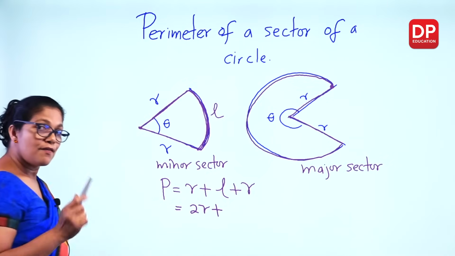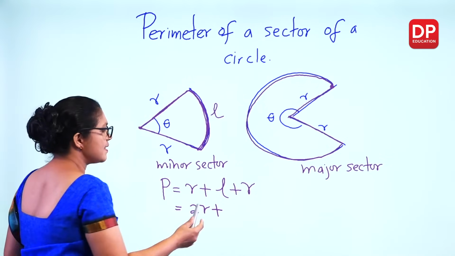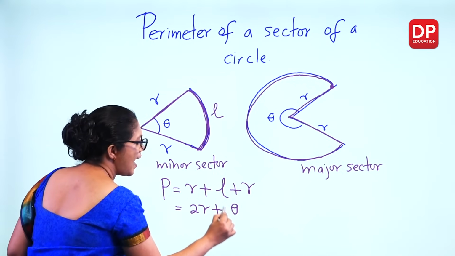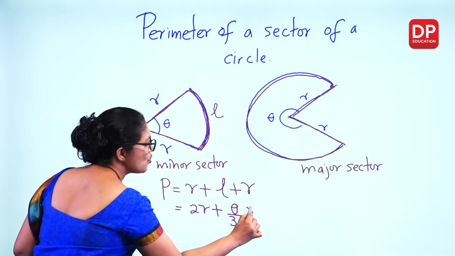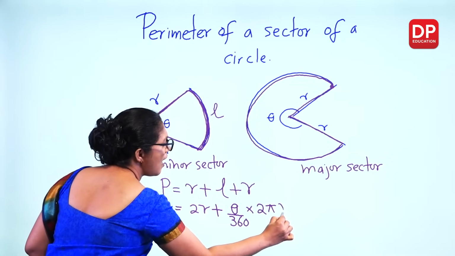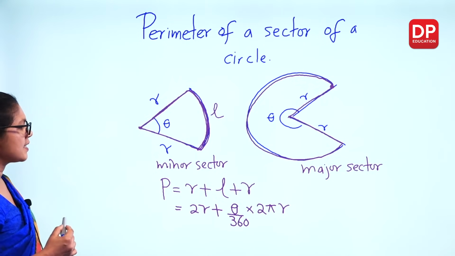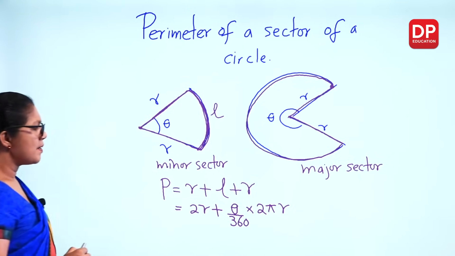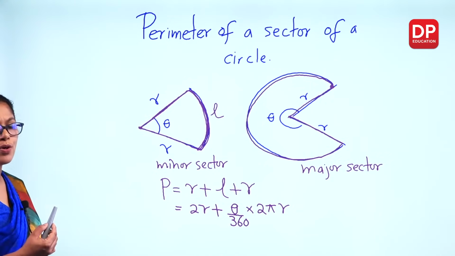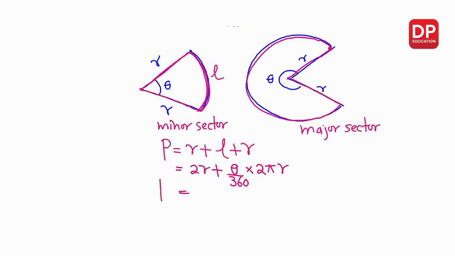So what is L? We found the arc length before. What's the formula we use for arc length? Angle divided by 360 into 2 pi r. So here, when you take 2r out, what can you write? You can write 1 plus theta over 360, into r. Or you can remember, without taking 2r out, you can write double of r plus angle over 360 into 2 pi r.